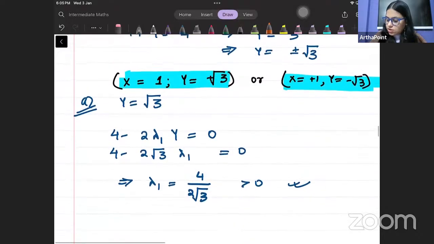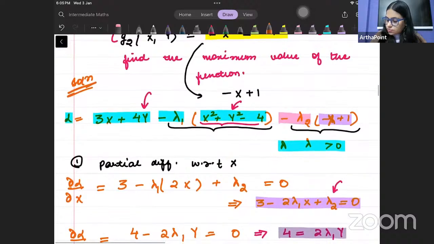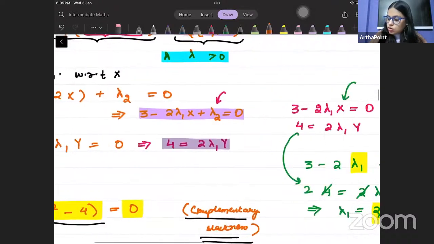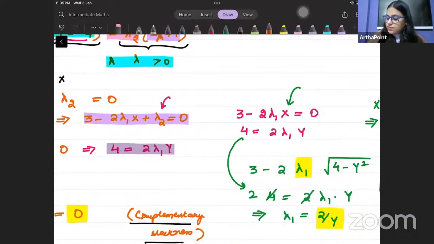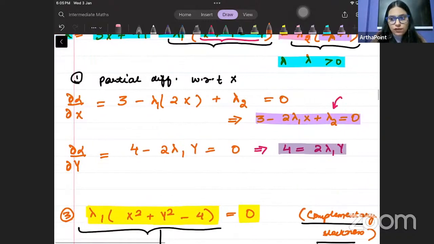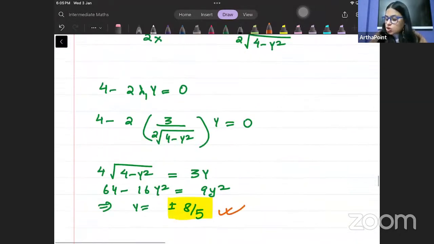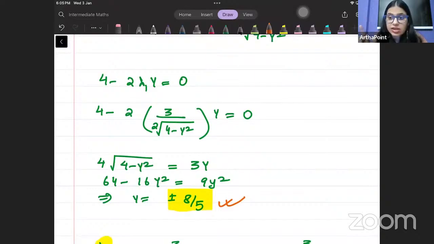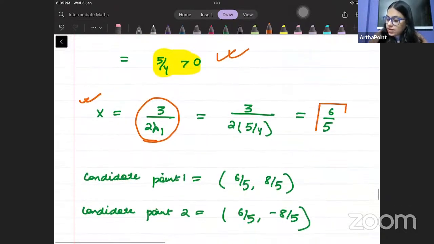If I just go back to the constraint, come back to this constraint. Yes, lambda 2 was 0, so from here we got our value of x, right? We have already got x as 3/2 lambda 1. So you can just put the value of lambda 1 and get the value of x from here. This is a very, very important question. I am telling you again and again. So when you do that, you will get the value of x as 6/5.